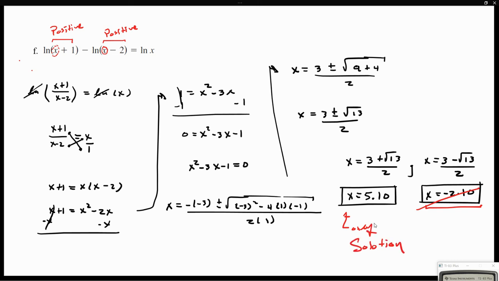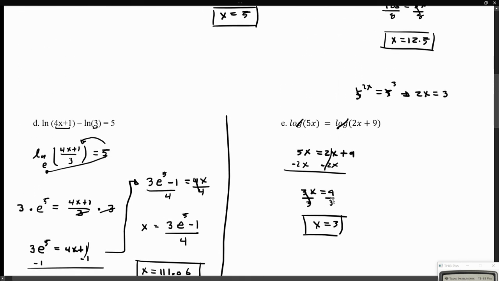Because remember that we're not allowed to have negatives inside the ln. So even though algebraically we get a value of negative 2.10, when we actually look at the result of using that value, we can see that it's an extraneous solution. So we just ignore it. We still have to test 5.10. And by testing 5.10, we see that we don't break that rule. So we're just going to say that this is the only possible solution because it works out algebraically and it doesn't break any of the rules for natural logarithms or logarithms as well.